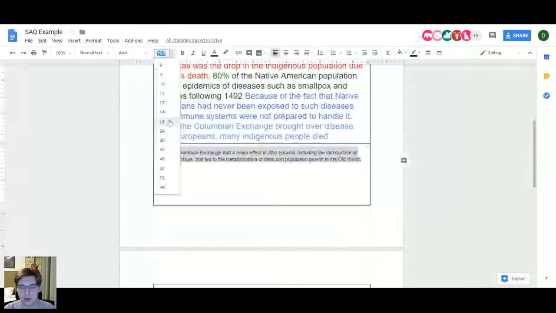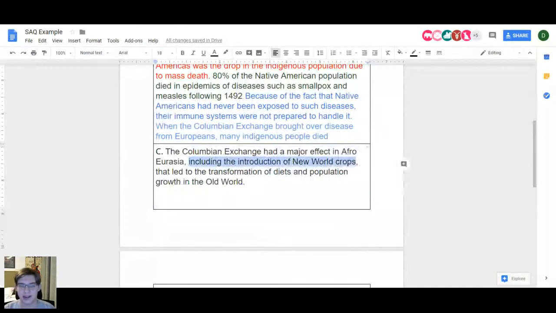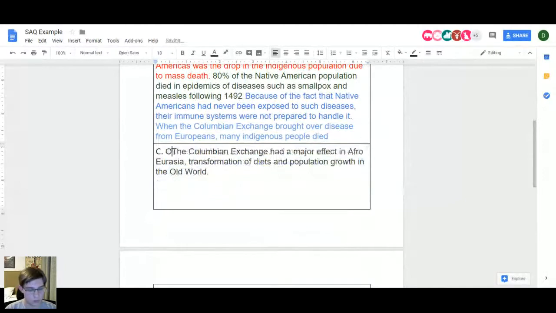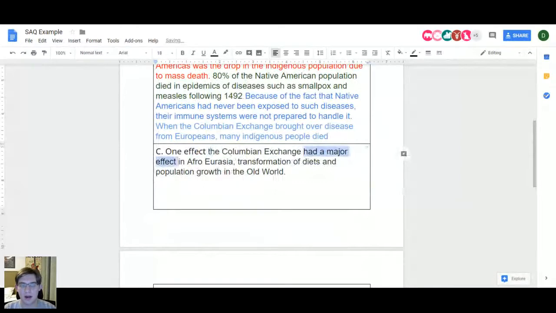So for example, the introduction of New World crops, that will be your evidence and explanation. So a major effect in Afro-Eurasia. So we can say one effect the Columbian Exchange had in Afro-Eurasia was the transformation of diets and population growth in the New World. That's our answer, right? Yeah, that was great. That was a really good job.